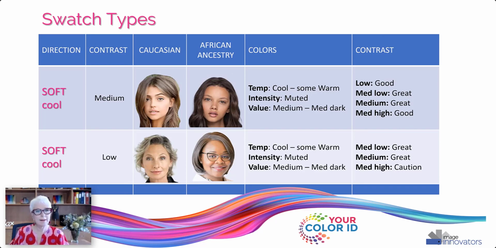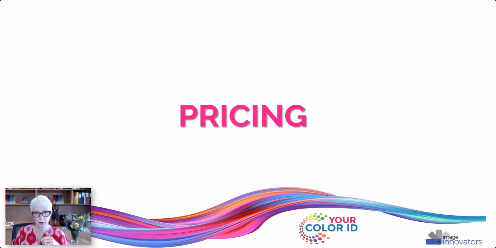So when you look at their hair, skin and eyes, if they have a medium contrast, then their colors are a little bit more saturated. If you're the soft, low contrast, so there's not a lot of difference, then their colors tend to be a little bit gentler or a little bit softer. And by doing that, you make sure you get exactly the right swatch for the client. And we do it for the soft warms as well.